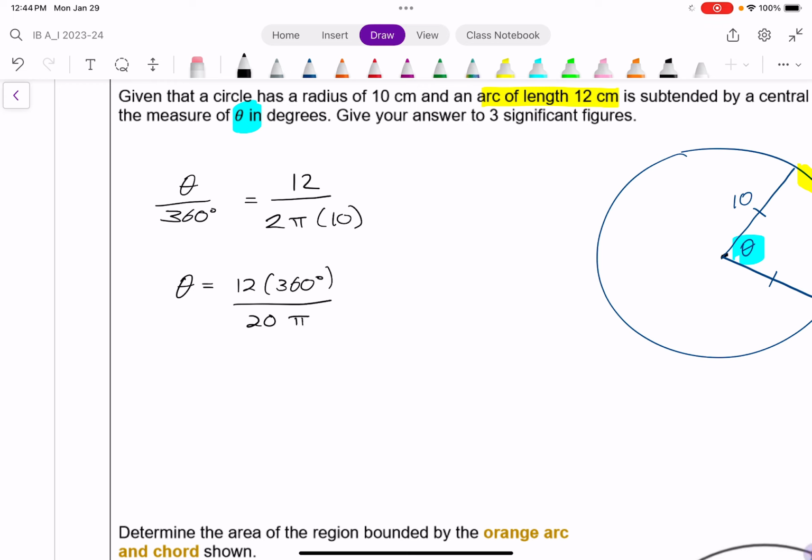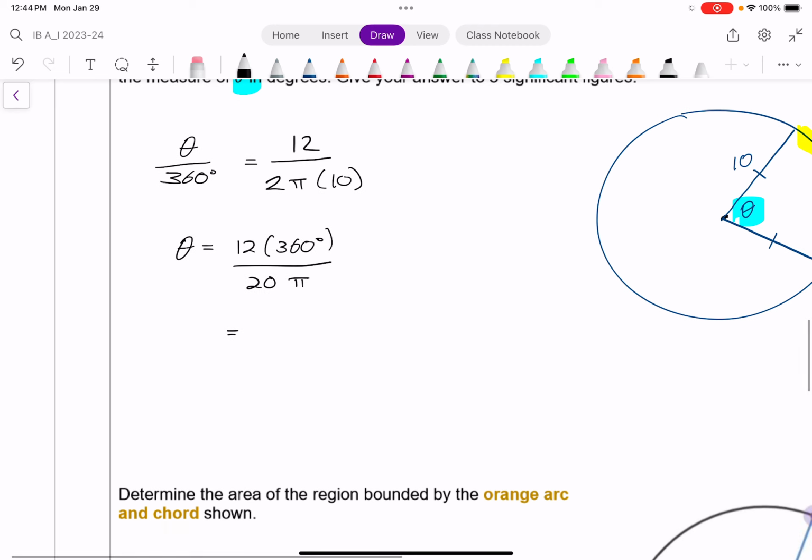And I don't really have to simplify this because I do ask for it to be written to 3 significant figures, but if you do simplify it, it comes to 216 over pi, which is approximately 68.8 degrees to 3 significant figures.